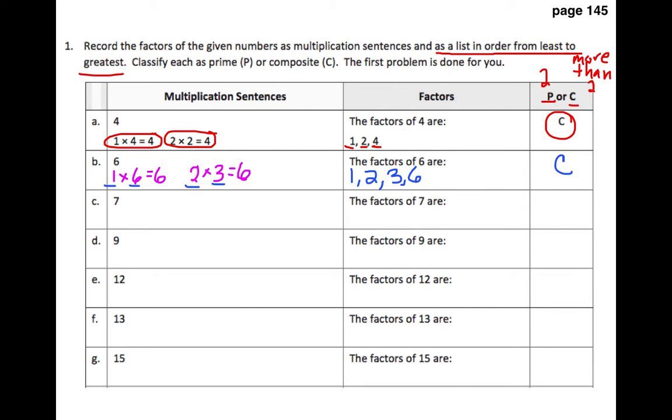Letter C. What can we multiply to make 7? 1 times 7. What else? 2 times anything? Well, if we skip count, we'll see. 2, 4, 6, 8. Since we skipped over 7, 2 is not a factor. Are there any other ways to make 7 by multiplying? Nope. So then what are the factors of 7? 1 and 7. Since there's only 2 factors, 1 and the number itself, that makes it a prime number.